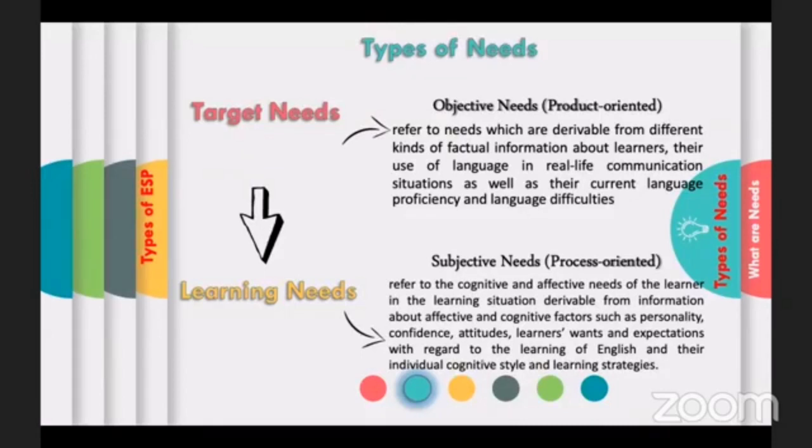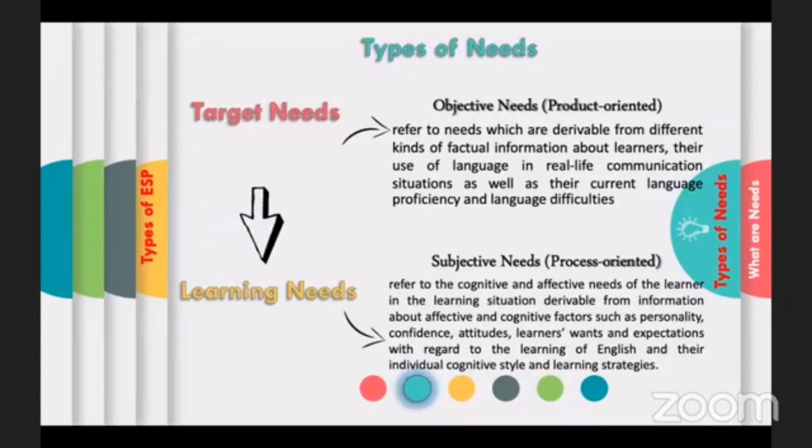All of them are objective needs, which we can collect via tools like focus group discussions, questionnaires, interviews, diaries, etc. Now, the second type of learning needs is really overlooked and neglected by many teachers, either EFL or ESP subject matter teachers. They are also called subjective needs and process-oriented needs.